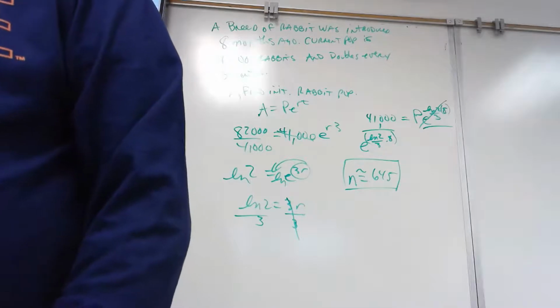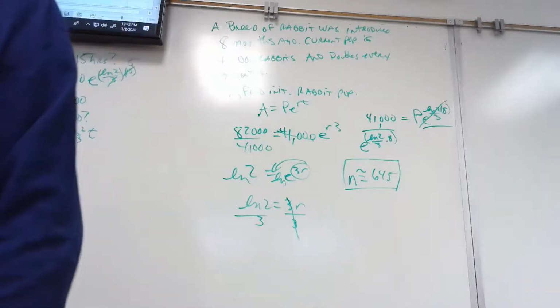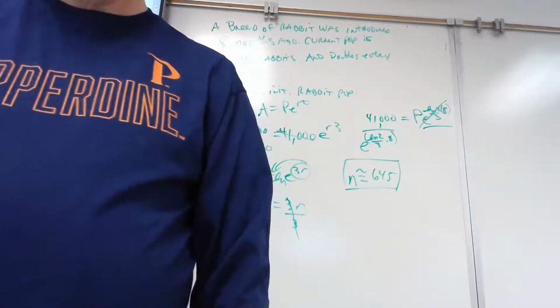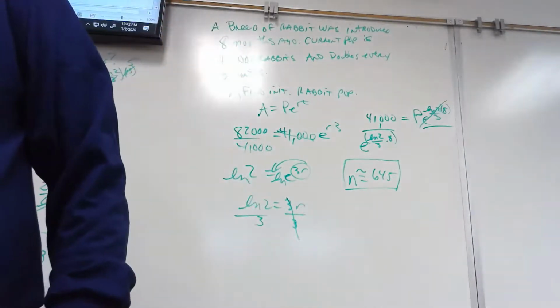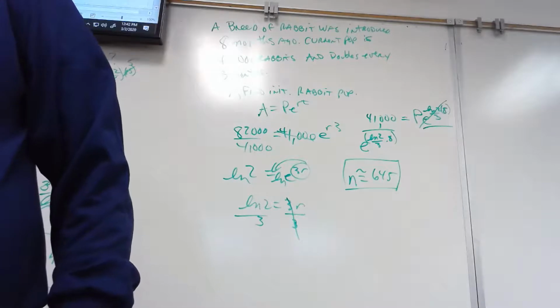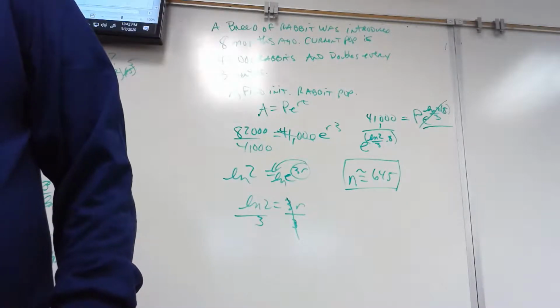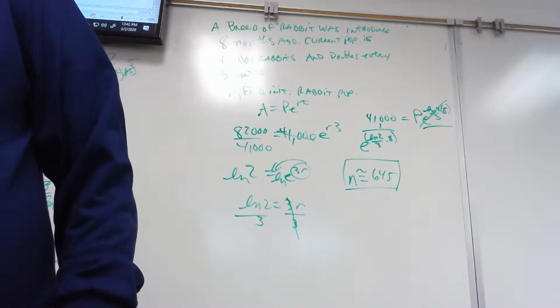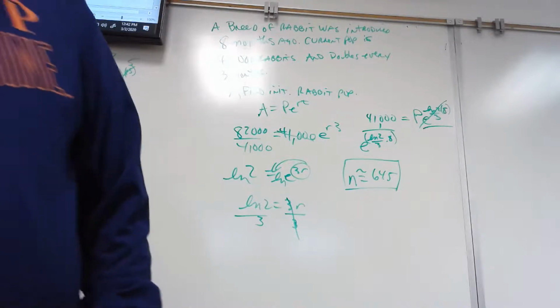And then if I do exp to that, equals that times 41,000. Why am I off a decimal? What did I do wrong? ln of 2 divided by 3, multiplying that by negative 8, exp, times 41,000. Why am I off a decimal?